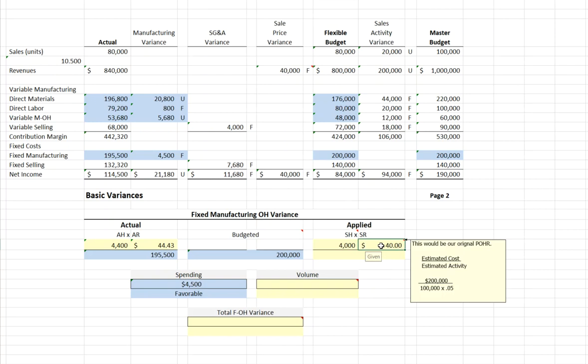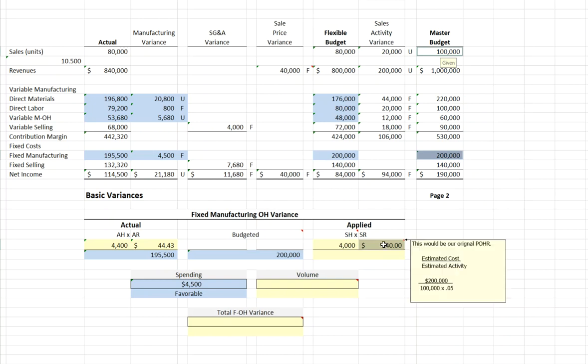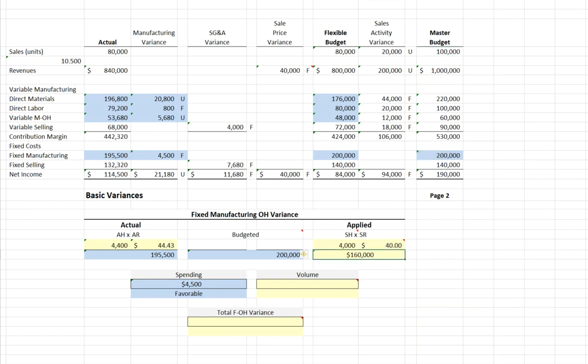We would have had a predetermined overhead rate or standard rate for fixed manufacturing overhead of $40 per hour. This would have been our original estimated cost of 200,000 divided by our estimated original labor hours of 5,000 labor hours to produce 100,000 units. So that would have been our predetermined fixed manufacturing overhead rate. Multiplying the two together, we get 160,000, and that gives rise to our volume variance of 40,000.